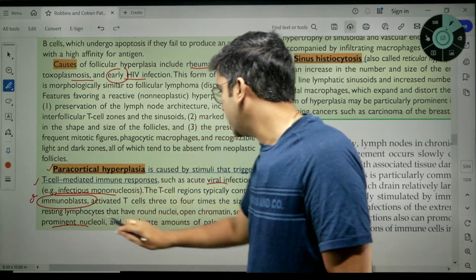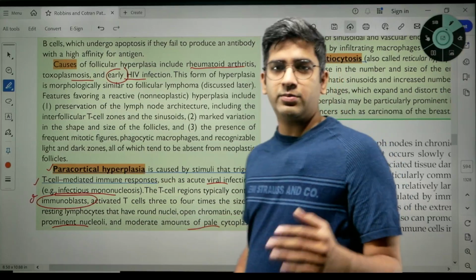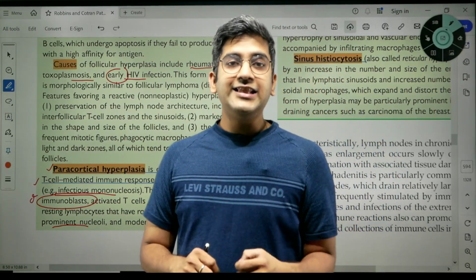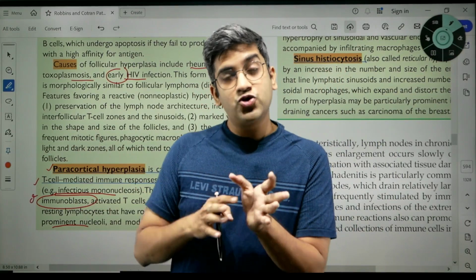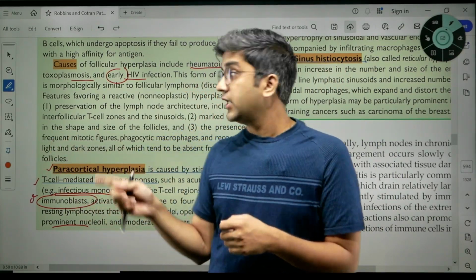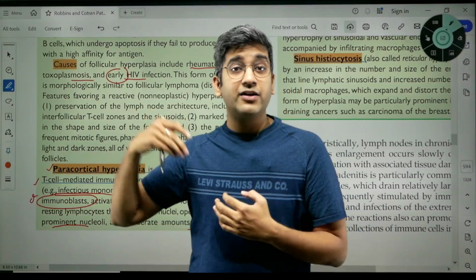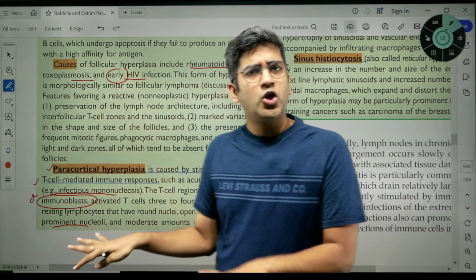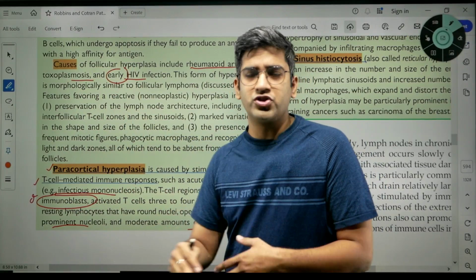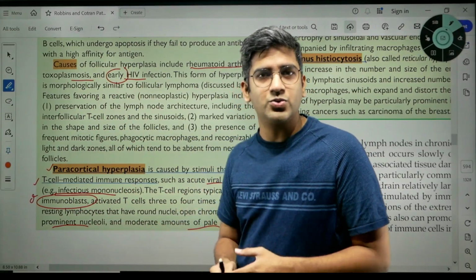A prominent nucleoli, okay, and a moderate amount of pericytoplasm will be there in case of lymphoblast. So anything which is viral related, if you feel it's not going to produce lots of antibodies, like in early HIV, where there are lots of antibodies, you'll have follicular, not much of an antibody like in infectious mononucleosis, Epstein-Barr virus, you'll have paracortical regions only initially, fine.